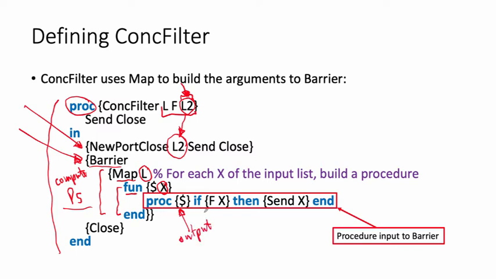Okay, which is if f(x), then send x end. So this is the procedure that is going to be part of the input to barrier. So you see, we actually will construct the list of procedures that is the input to barrier. Note, again, this is extremely higher order, and this is a very dense program. We're actually doing very powerful manipulations, okay? And so then barrier will do the rest of the work for us. Barrier will create a thread for each of these procedures, and it will synchronize on all of those threads being done, okay? So let me write now the code and show you how it works.